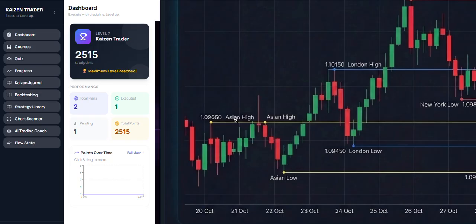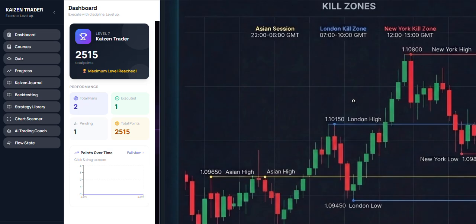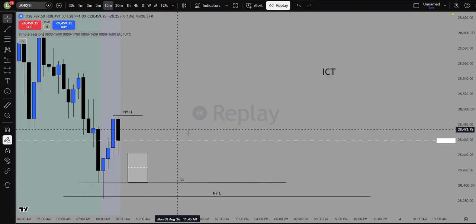So as you can see, it's the same thing. This is Asian high over here. Asian high gets swept, and we look for some type of a reversal. Then we have London low. Basically, what you want to do is mark these areas. These are our kill zones: Asian low, Asian high, London low, London high, New York high, New York low. It's the same thing over here.